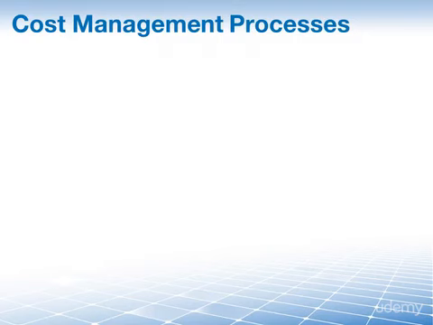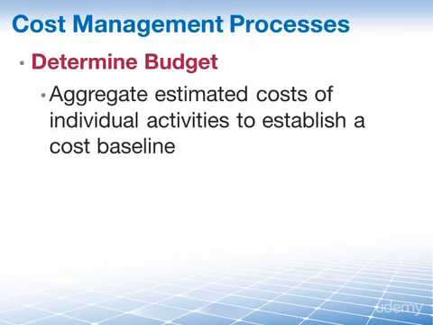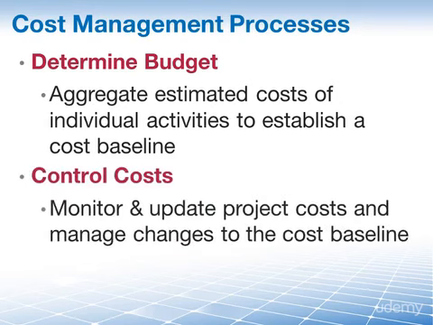Then we move on to determine budget, the process of aggregating the estimated costs of individual activities to work packages to establish an authorized cost baseline. And the translation of what that means, you'll get that in the coming minutes. And finally, there is control costs, the process of monitoring the status of the project to update the project costs and managing changes to the cost baseline.